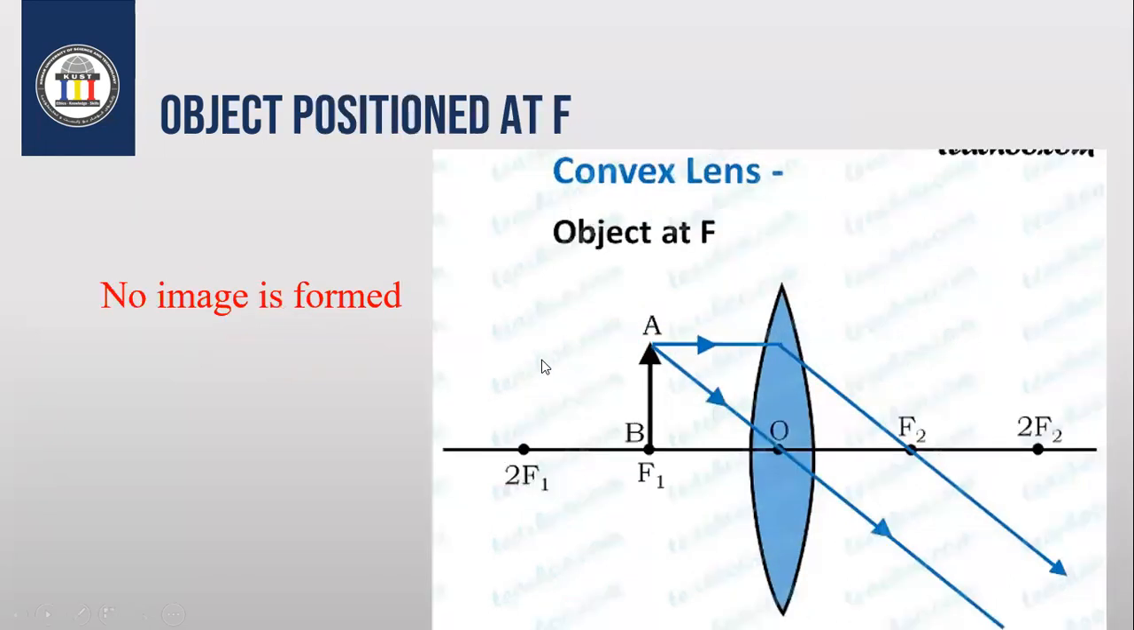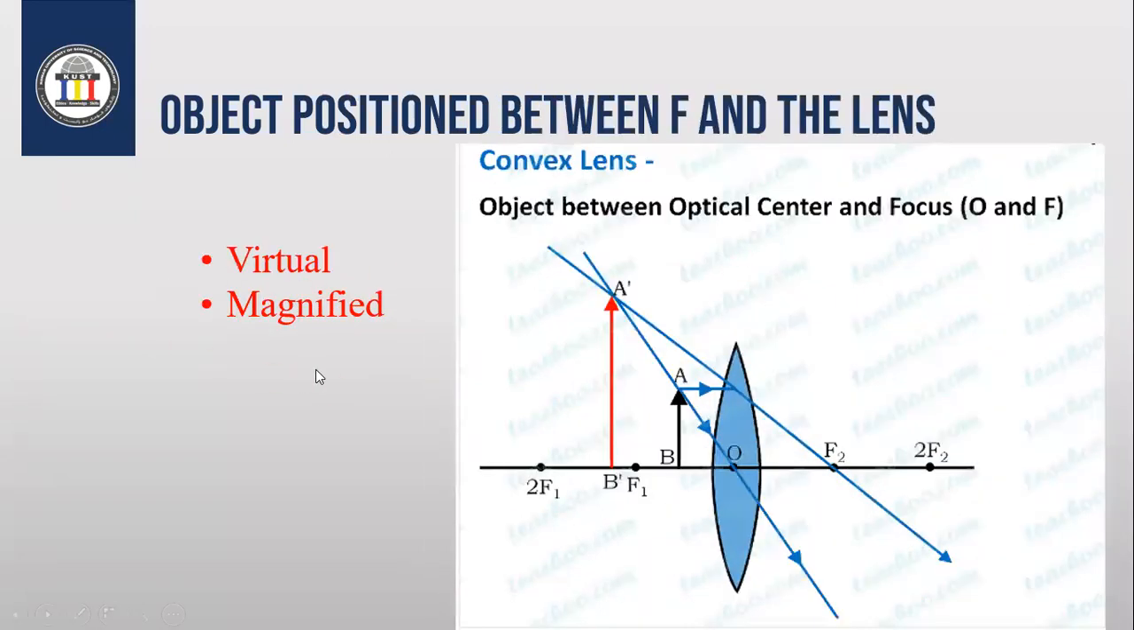This is the case. Now we put the object at F. We draw the line in the middle and pass it through F2, as the procedure always goes. And then the other line passes through the middle of the lens, the optical center. So see, there is no meeting or intersection between the light. When there is no intersection of the light, that means no image is formed. So the image will be not formed. All right.